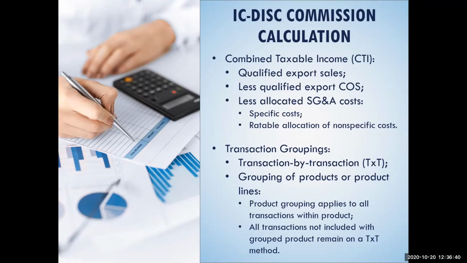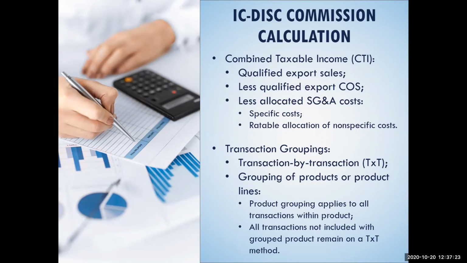Another thing to note with the IC DISC is that the commission is by default calculated on a transaction by transaction basis, or what we call a T by T method. And this is really good because it allows you to maximize your commission benefit, because you can take the best method on a per transaction basis. So sometimes the 50% method is beneficial. Sometimes the 4% method might be more beneficial, depending on what your gross profit is of the transaction. So you can look at each transaction individually, apply the best method, and really maximize your commission.